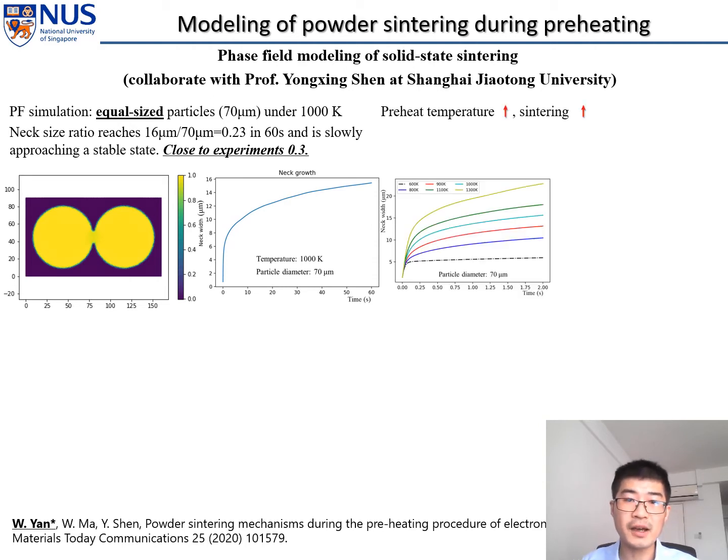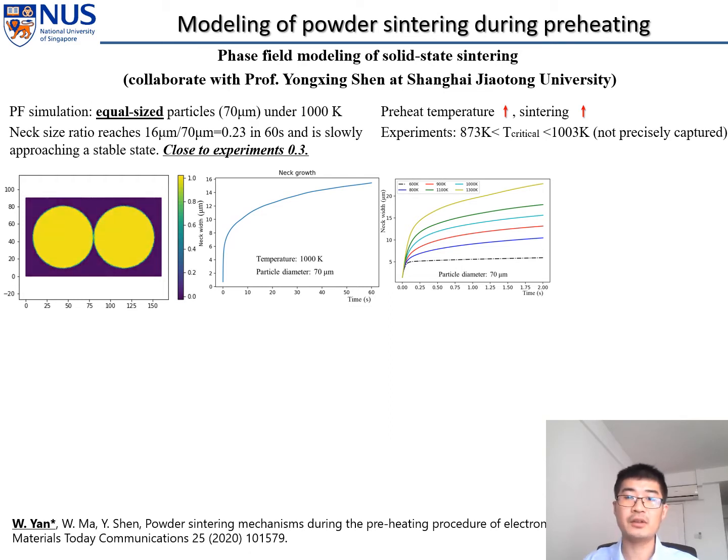And then we investigate the influence of preheating temperature on sintering. With higher preheating temperature, the sintering rate will be faster. But in experiments, below the preheating temperature of 873 K, there is seldom sintering, and above 1003 K, there is always sintering. So we believe there is a critical temperature for the sintering between these two values.